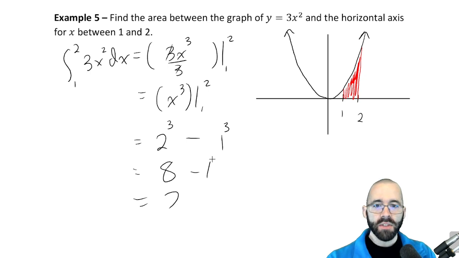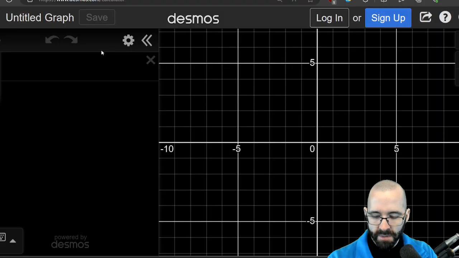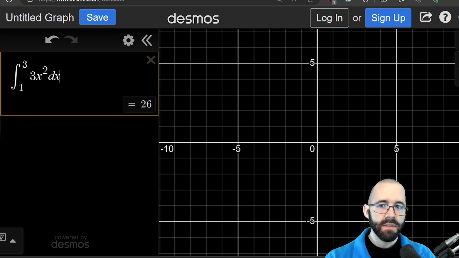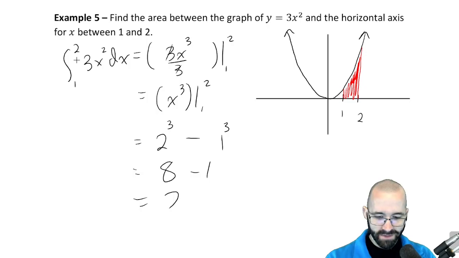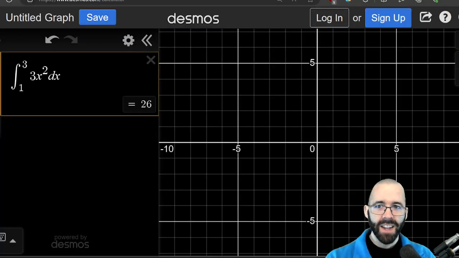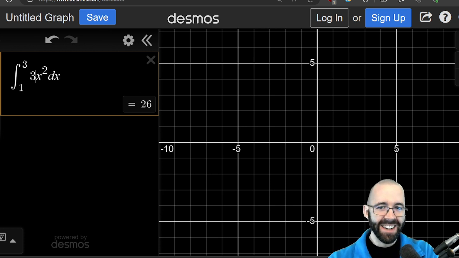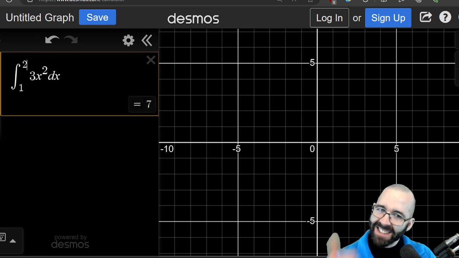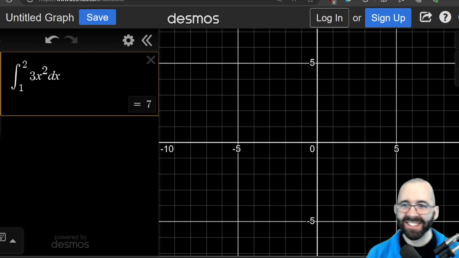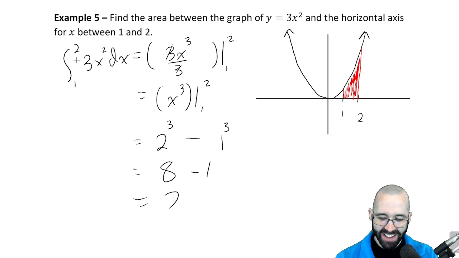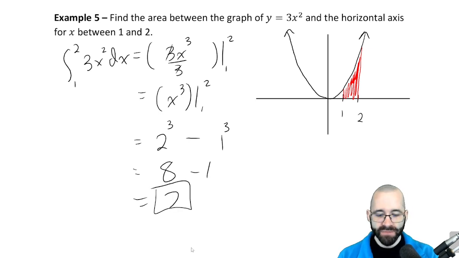Another good way to check these is to remember that we can evaluate these with Desmos. The integral from 1 to 2 of 3x squared dx. It's great that we can check our answers. We're integrating from 1 to 2. And it's 7, just like we expected. There we go. That's the answer.